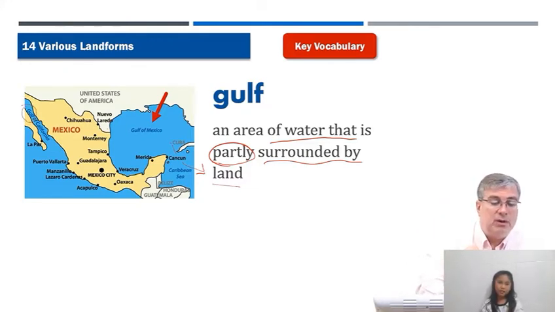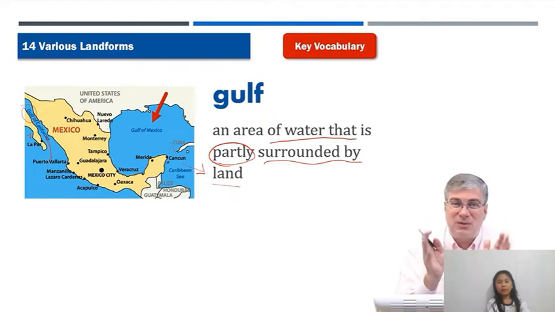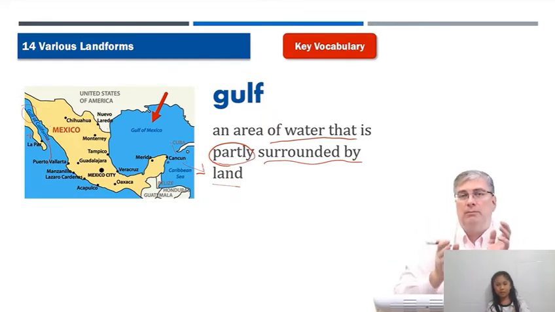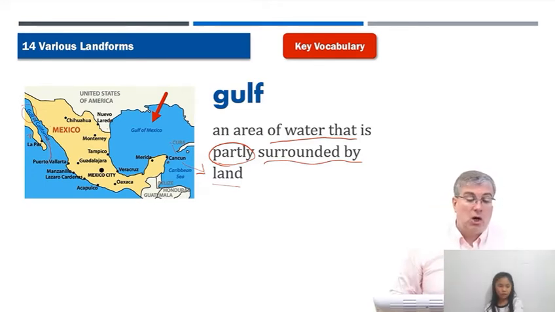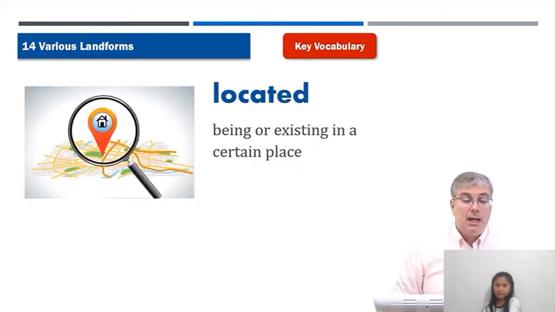Now, of course, you can see over here, the Gulf of California is very similar, right? Because California is coming from here. This is Mexico, of course. Mexico is the red, over here. And you can see some ocean up into the Pacific Ocean. It's not completely surrounded. It's just partly surrounded by land.